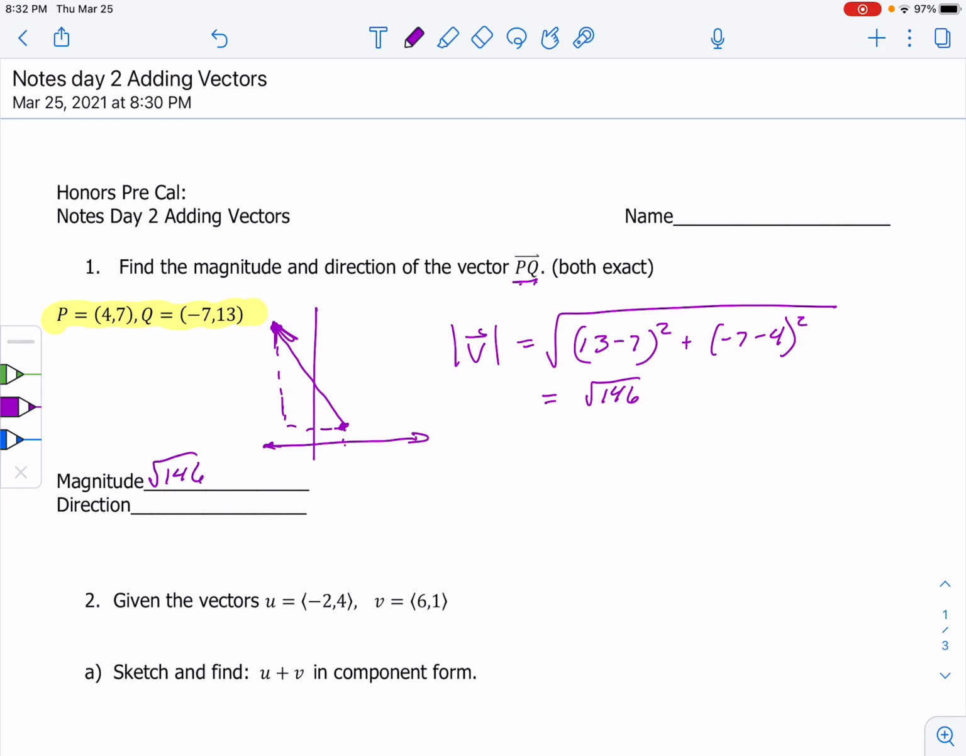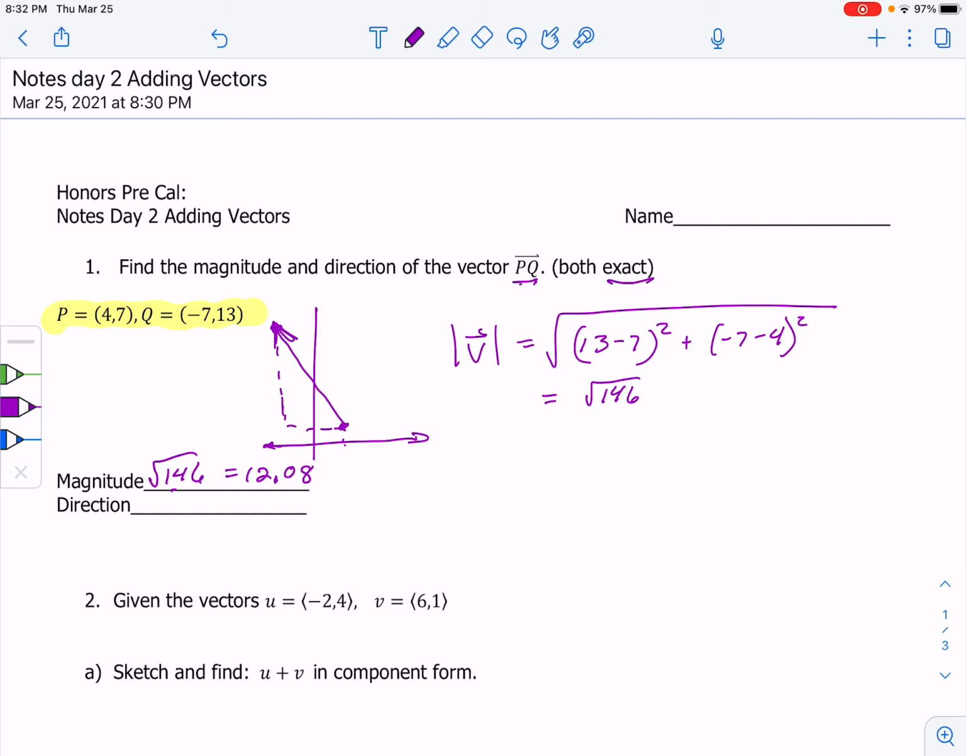See what my calculator tells me. Shift square root 146. You've got to do decimal. So that's 12.08. It depends on if you have a calculator or no calculator. Oh, it says both exact.